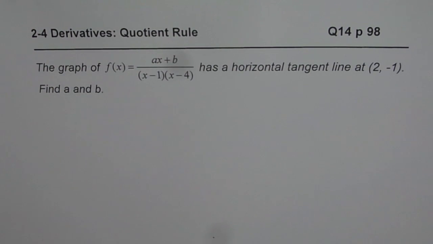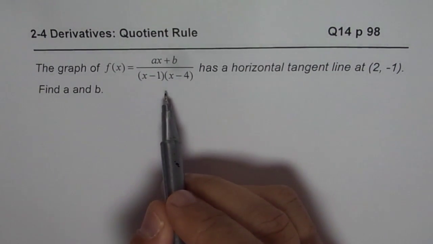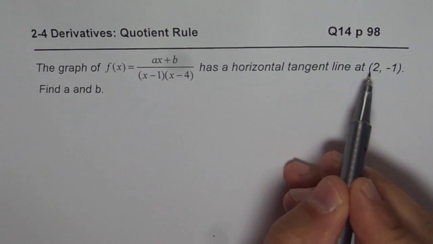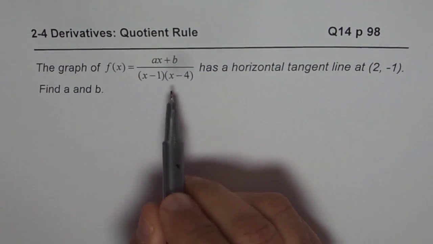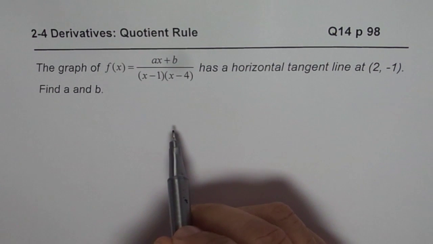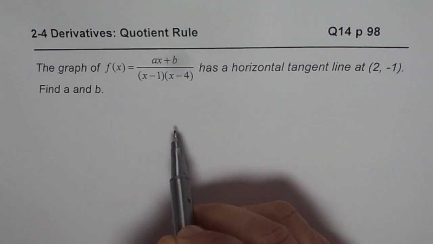The question here is: the graph of the function f(x) = (ax + b) / ((x - 1)(x - 4)) has a horizontal tangent at (2, -1). Find a and b. So what we are given here is that this general expression has a horizontal tangent at x = 2. We need to find the values of a and b. You can pause the video, try to answer this question, and then look into my solution.